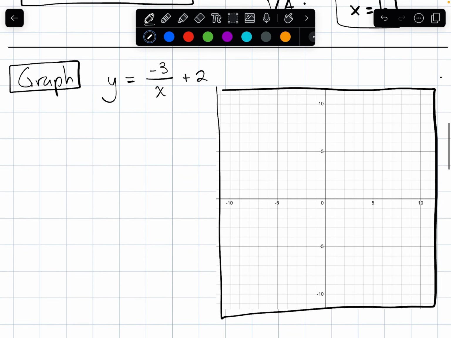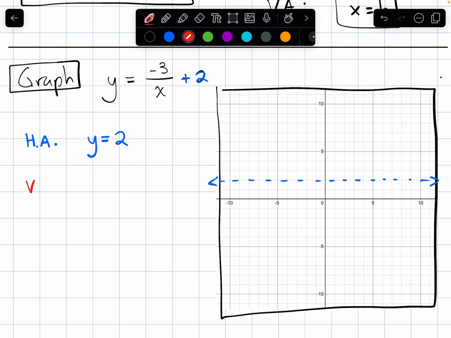So if I'm asked to graph this problem right here, y equals -3 over x plus 2, a good strategy might be to first identify the vertical and horizontal asymptotes. So we're going to say that we know the horizontal asymptote is always y equals a number. It's a horizontal line. And I can always find it based on the k value. And so we see a plus 2 here. So y equals 2. That means I'm going to draw a dotted line right here at 2. All right, so it's never going to cross this line here.